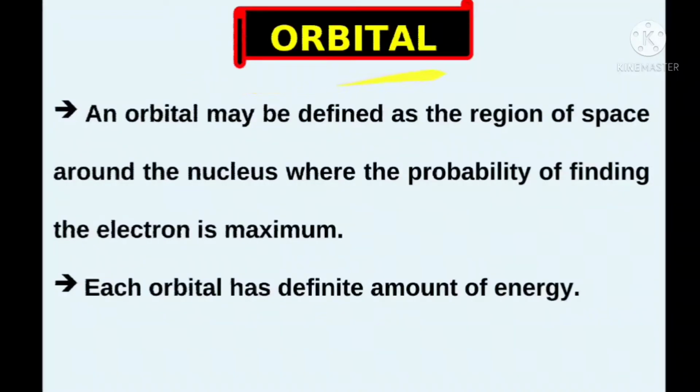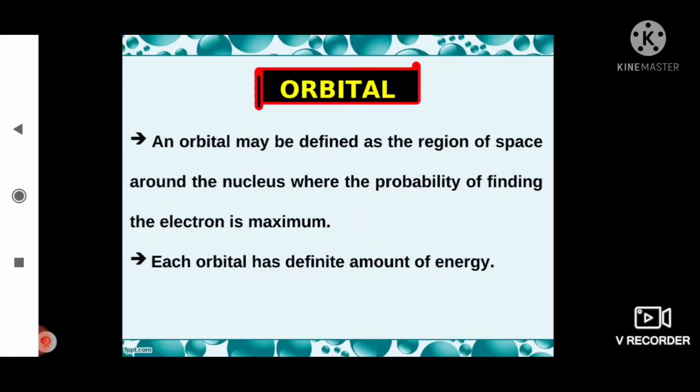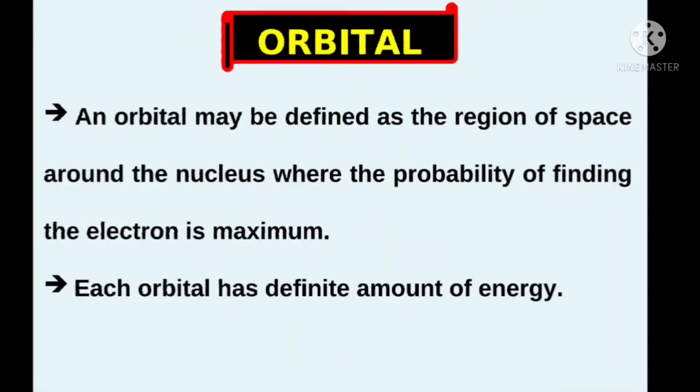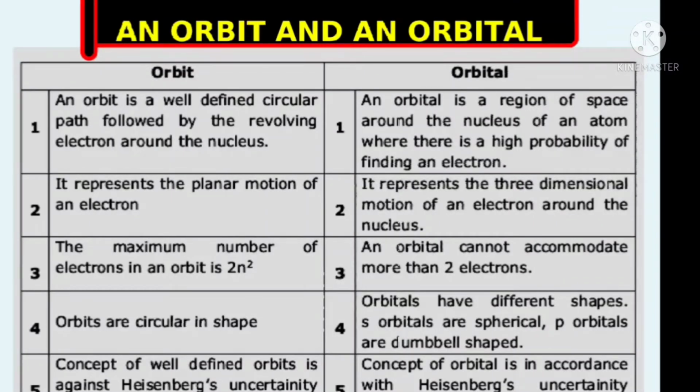Next topic is orbital. What is called an orbital? An orbital may be defined as the region of space around the nucleus where the probability of finding the electron is maximum, and each orbital has a definite amount of energy. An orbital is the region in space around the nucleus where there is maximum probability of finding an electron having a specific energy. Difference between an orbit and an orbital.